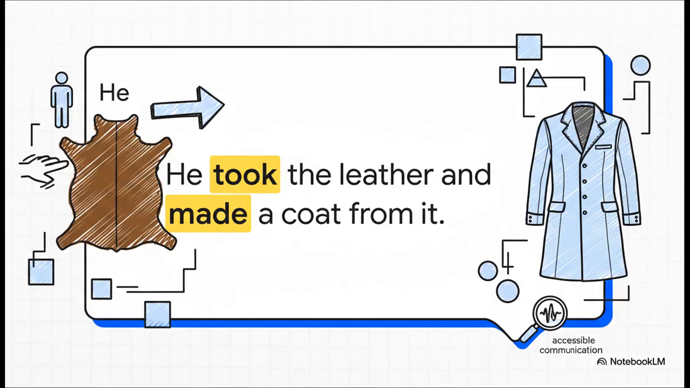And just look at the example sentence from the source. He took the leather and made a coat from it. I mean, think about it. Every single word in that sentence is simple. He took, made, coat. These are all the most basic building blocks of English. The sentence itself is literally a demonstration of the Basic English system at work.